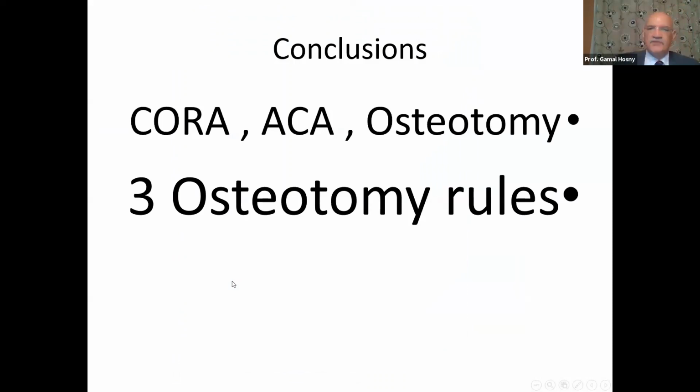So in conclusion, if you want to deal with the deformity, you have 3 players: the CORA, ACA, and osteotomy. We have no control on the CORA, but we can decide the ACA and the osteotomy. We have 3 osteotomy rules. We almost always use the first rule as we do the osteotomy at the same site of the CORA and ACA. Osteotomy rule number 2, we use it only when needed. There are very few indications for osteotomy rule number 3. That's it.